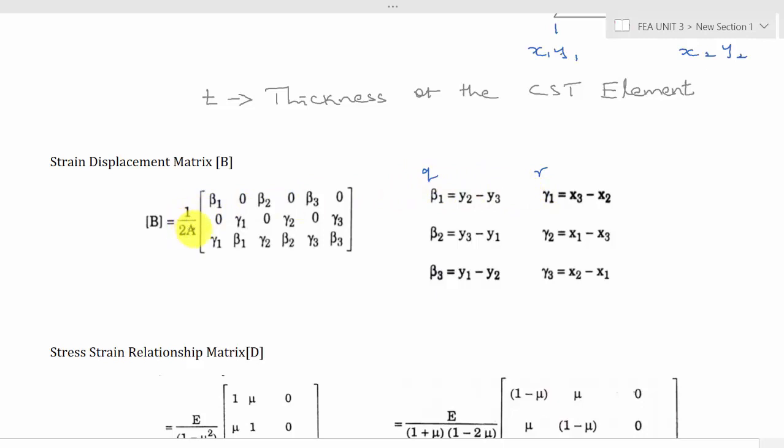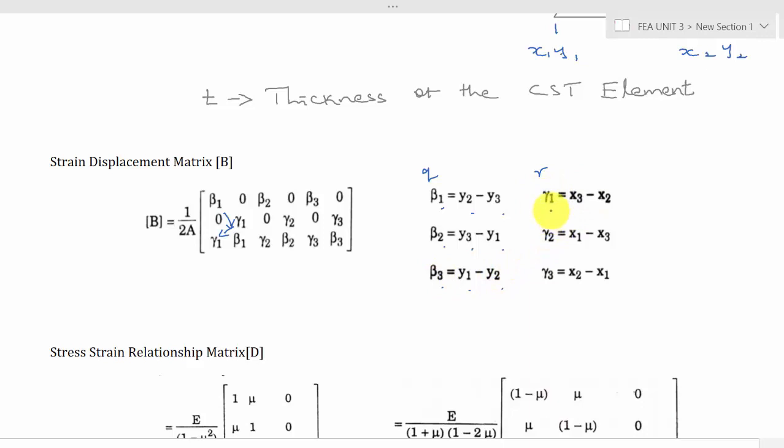So here the equation is 1 by 2A, [beta 1, 0, beta 2, 0, beta 3, 0], then [0, gamma 1, 0, gamma 2, 0, gamma 3]. Then here you can write [gamma 1, beta 1, gamma 2, beta 2, gamma 3 and beta 3]. Okay. So here beta 1 is equal to y2 minus y3, beta 2 is y3 minus y1, beta 3 is y1 minus y2. So you can see that here it is 1, 2, 3, 2, 3, 1, 3, 1, 2. Okay. So here 2, 3, 1 and 3, 1, 2.